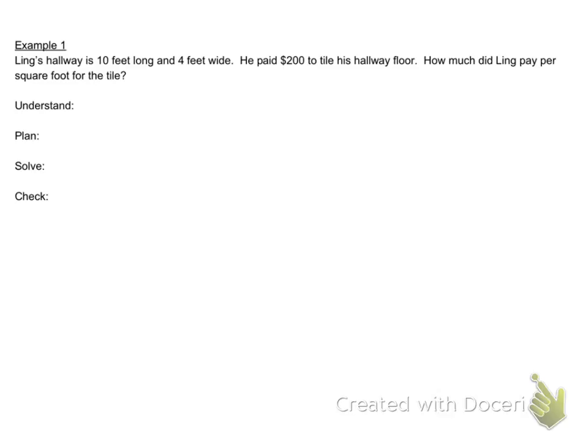But what are some important numbers here? What are some important things? The dimensions of the hallway. We have a length and we have a width. The length is what? 10 feet. The width is 4 feet. Okay. What other information do we have? What other number stands out? It costs $200. I'm just going to circle that. That's $200.